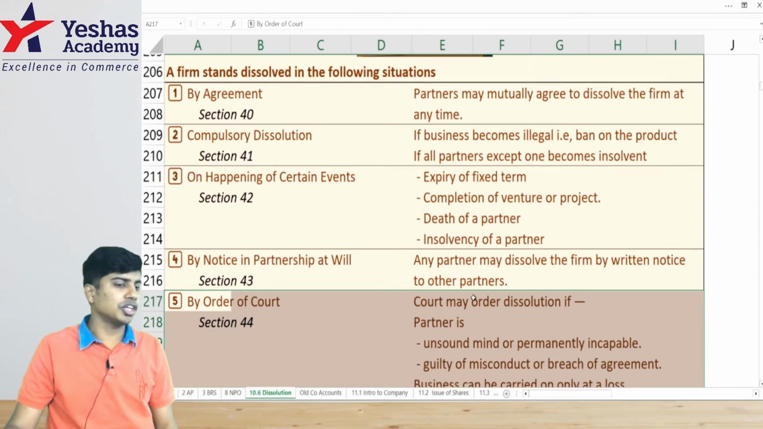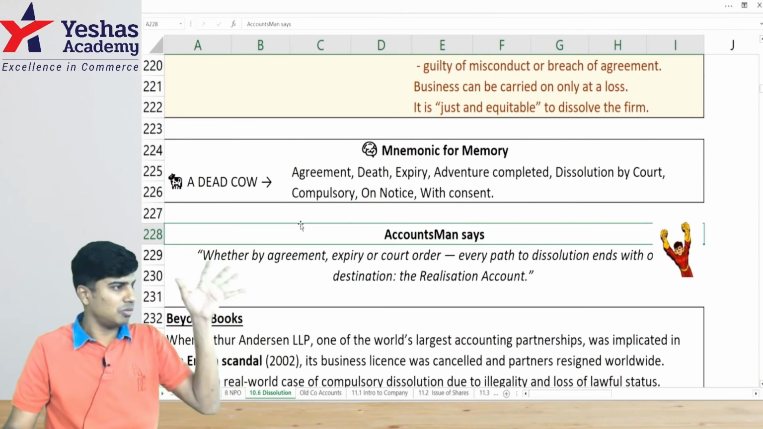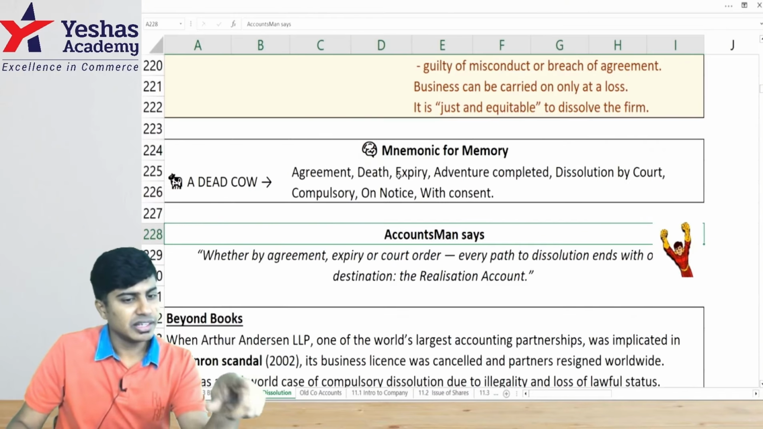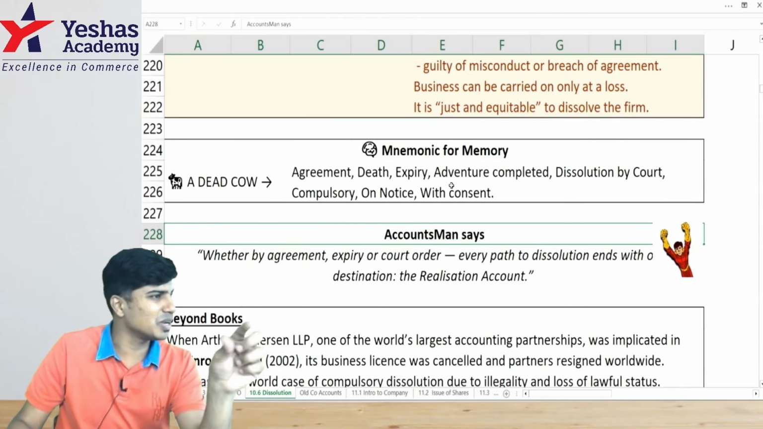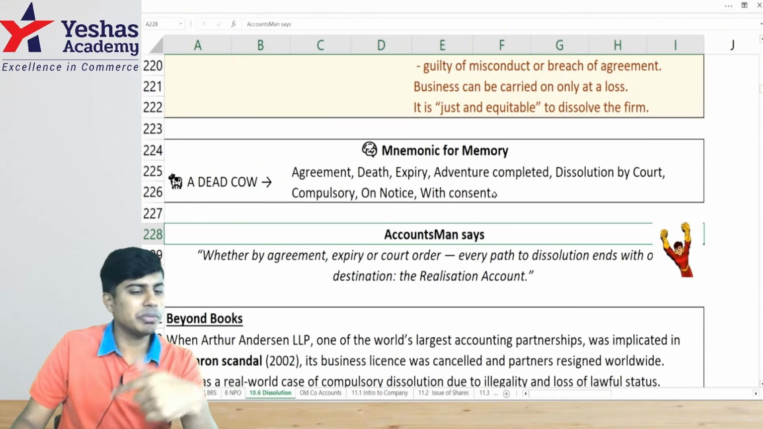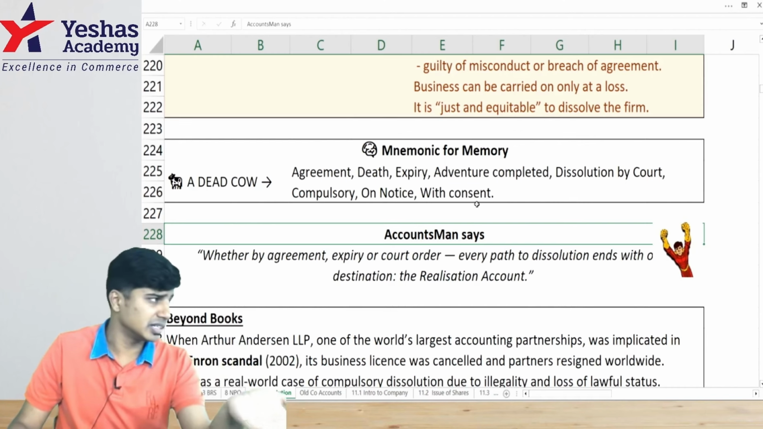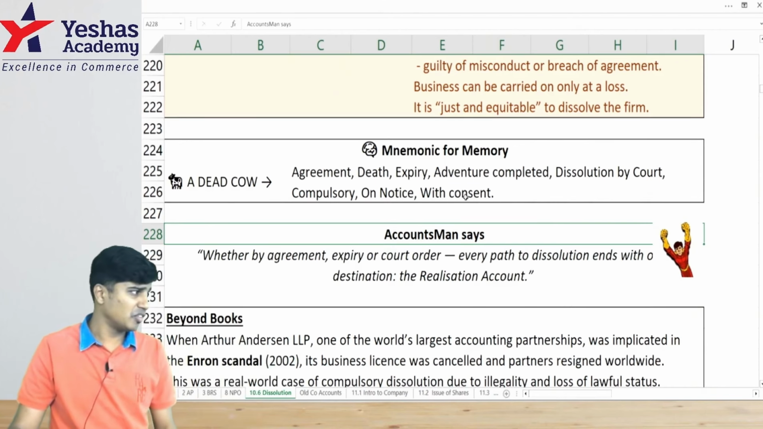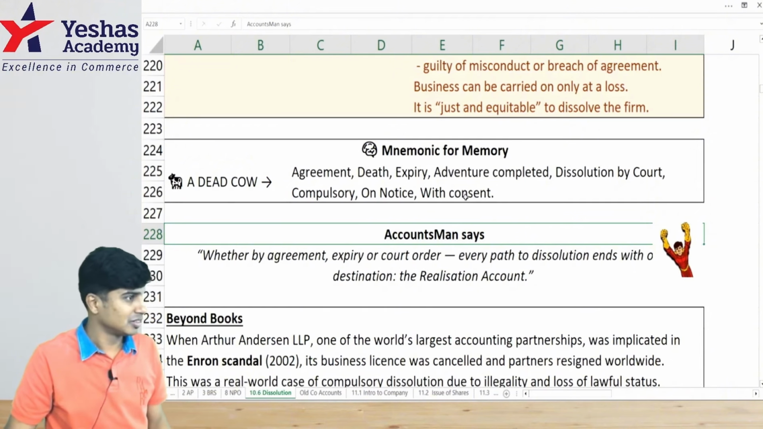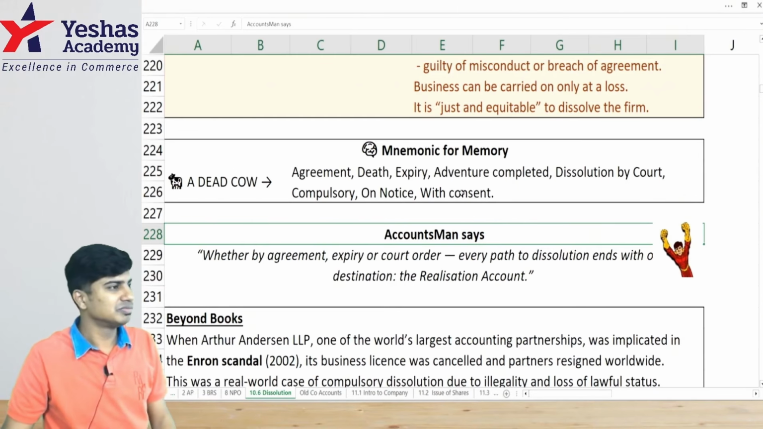On this, a theory question or a short notes question can come. I give a small acronym to remember this: A DEAD COW. Agreement, Death, Expiry, Adventure completed, meaning venture completed. Don't forget, it's venture completed. Court order dissolution, Compulsory dissolution, or on Notice, or With consent. So this is the acronym to remember if it comes up for a 4 marker, 5 marker or 6 marker question. No need to remember the section number. Not mandatory, but if you know it, it's good.